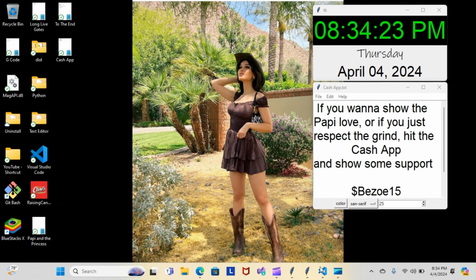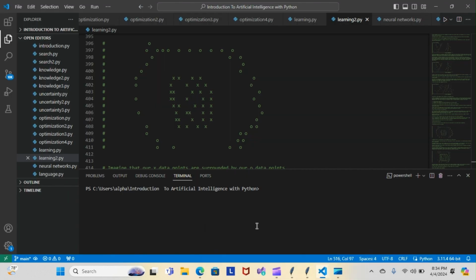Let's have a look at what we went over tonight. Now, last night, if you recall, we went over the process of trying to draw some line to separate this complex model here, where we have our O data points surrounding our X data points. And that's what we're going to pick up now.